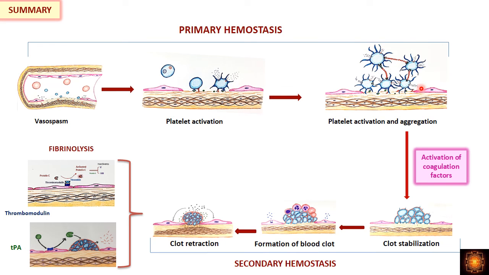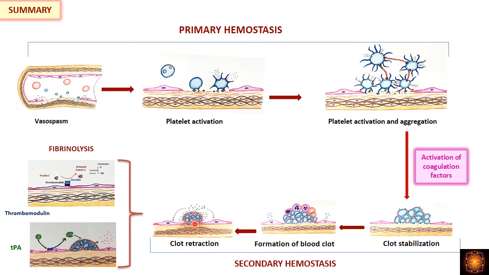Then we have the platelet plug formation. Later on, there will be activation of coagulation factors leading to clot stabilization. Later on, we have the formation of the blood clot, where you have the other formed elements also, like leukocytes and RBCs. Now once you have the formation of the blood clot, there will be a control mechanism also. Once a blood clot is formed, the next step is contraction of the platelets. So you have the clot retraction.